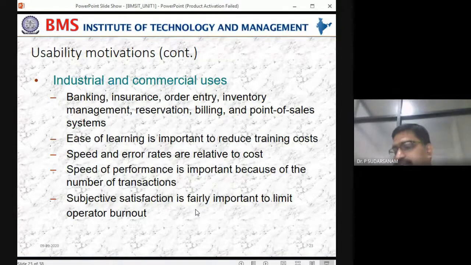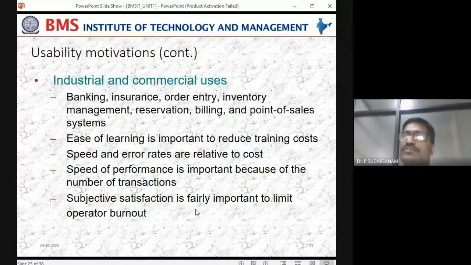Otherwise, what will happen? It is difficult to utilize the product. Nowadays we see even vegetable shops, even uneducated people, using PhonePe and doing digital transactions. That means it is easy to learn. They should be able to learn easily how to utilize and access it. When you send the amount, they say, sir, yes, I have received it, whether educated or uneducated. So ease of learning is important to reduce the training cost.